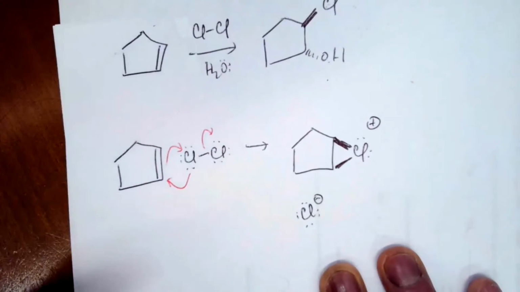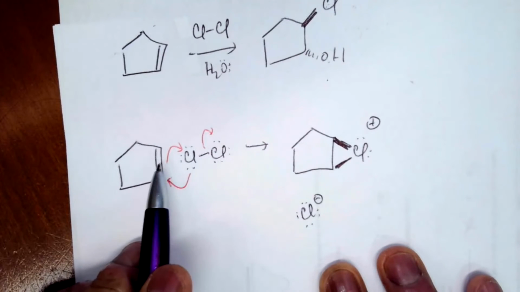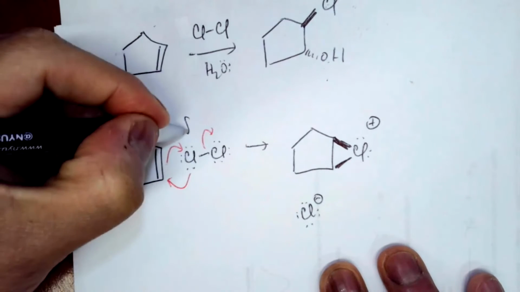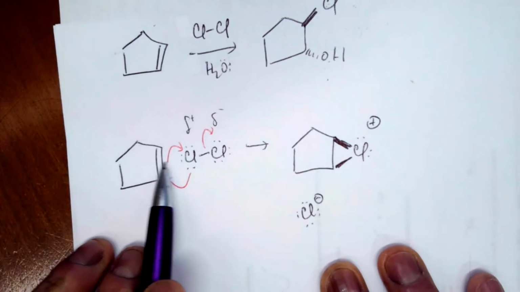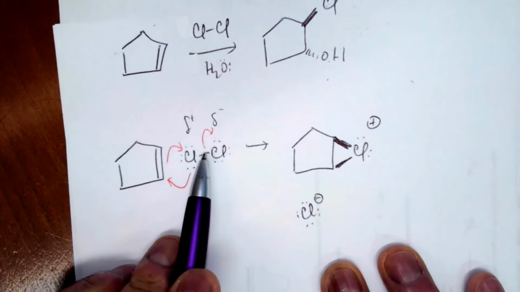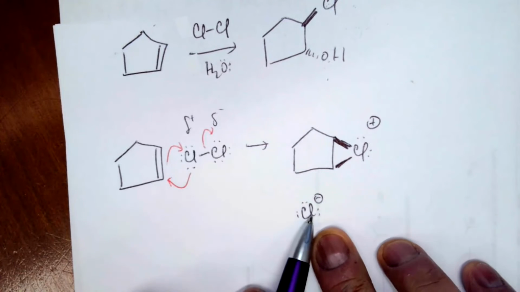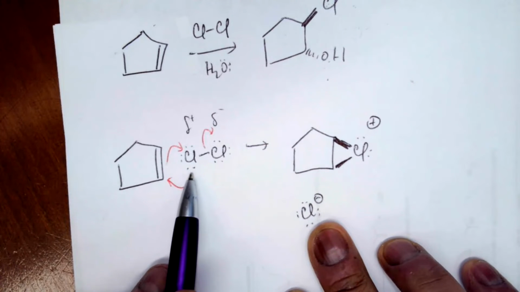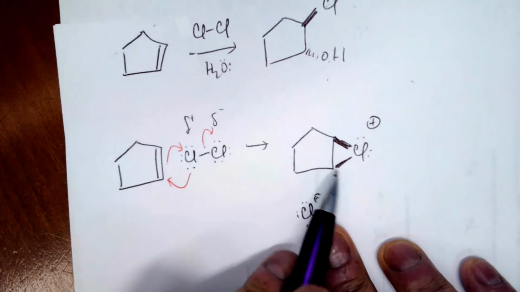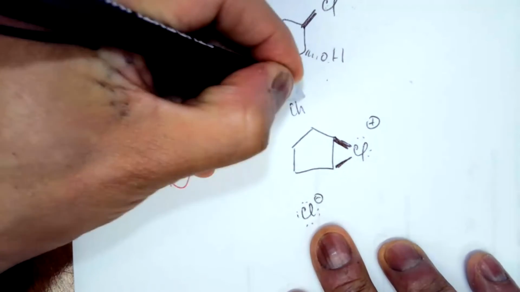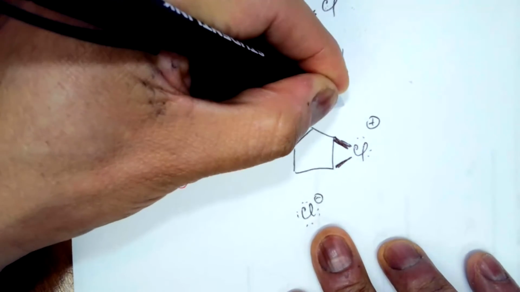Okay, so the chlorine is attacked by the alkene because this one is delta plus, delta minus. The alkene attacks that chlorine delta plus, loses the chloride, that's the chloride that is lost, and then one of the lone pairs of the chlorine closes the three-member ring. You guys hear the chloronium ion. Chloronium.